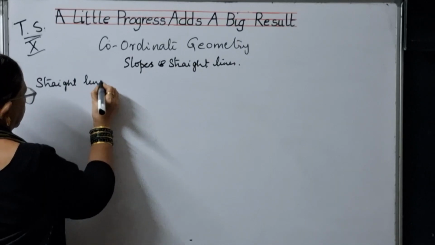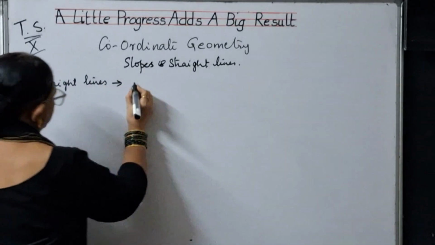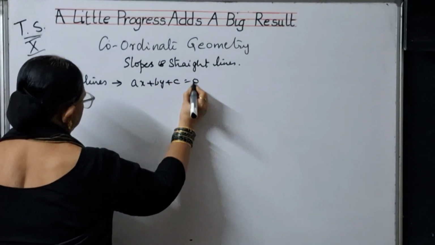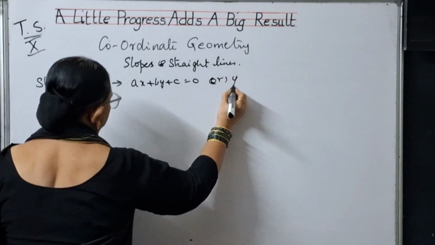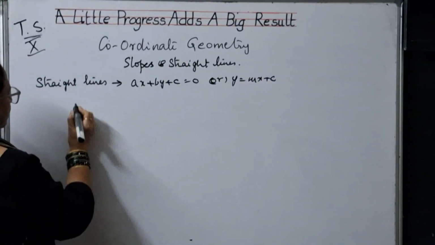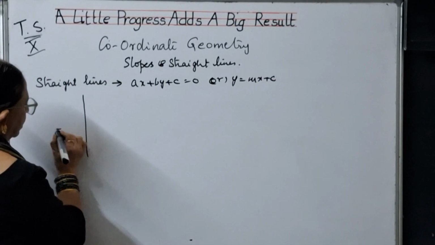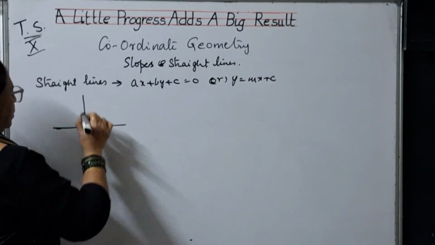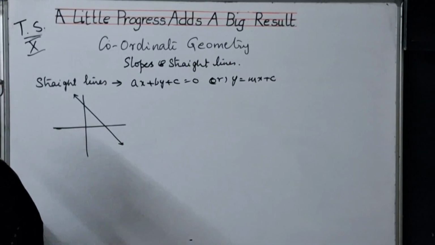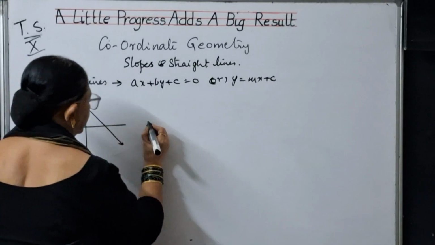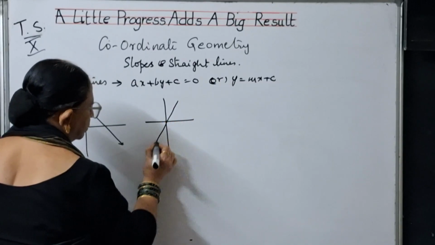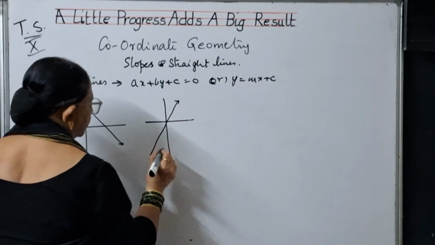Straight lines are formed by using the equation ax plus by plus c is equal to 0, or another way, y is equal to mx plus c. So in this case, what happens if you have x and y coordinates? You will be getting a straight line in this way, or you'll be getting a straight line in this way, which is passing through origin.